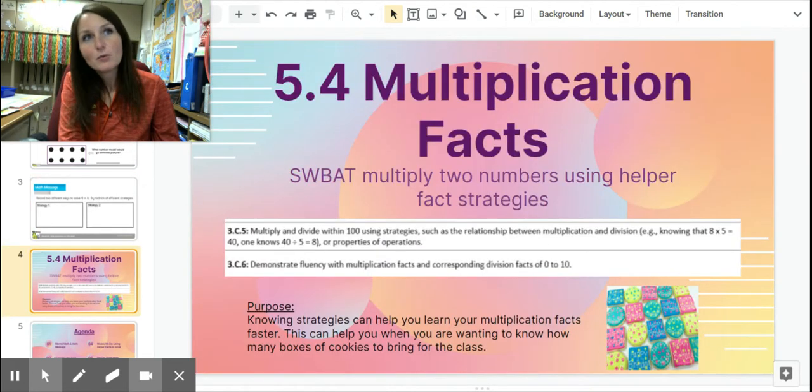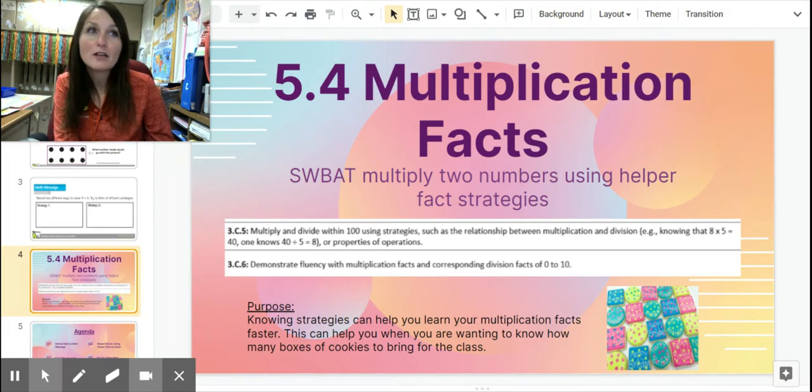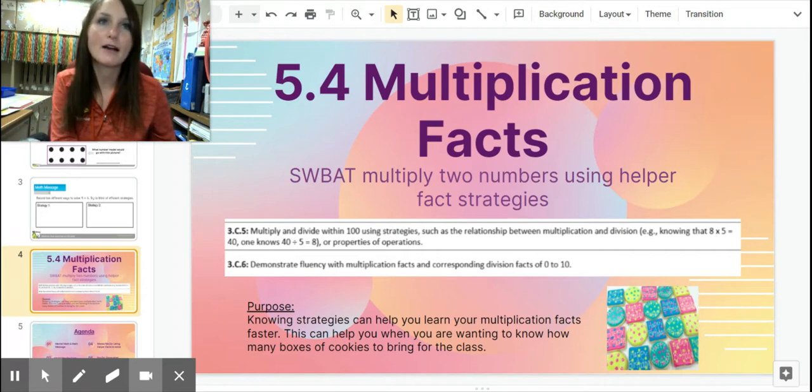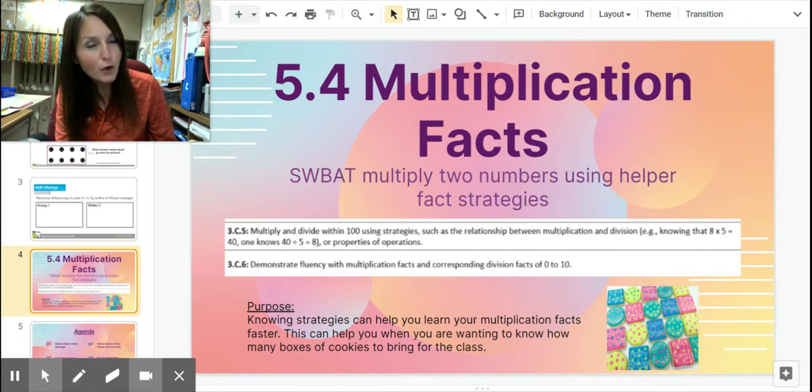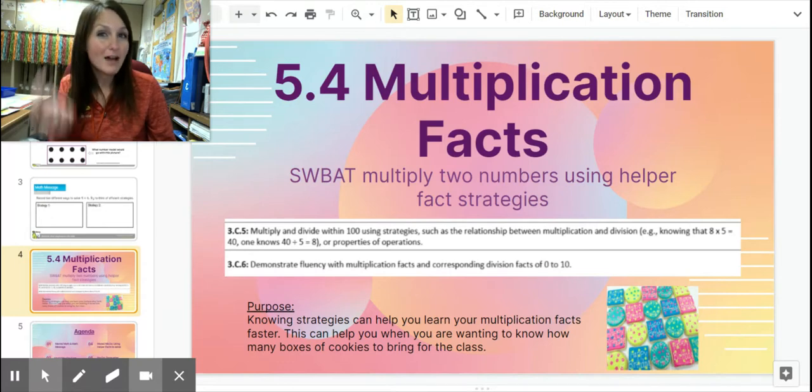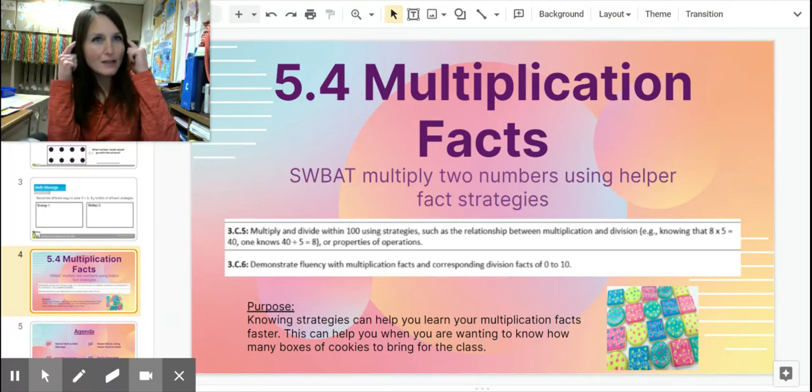Because today, like I said, we're looking at multiplication facts. We're going to be able to multiply two numbers using the helper fact strategy. So maybe that's going to be one of the ways that you show me. I wonder if you're going to remember how to use the helper fact. What is a helper fact? Okay, and knowing these facts and practicing these is going to help us be able to know them faster without having to draw it out or think about it, right?